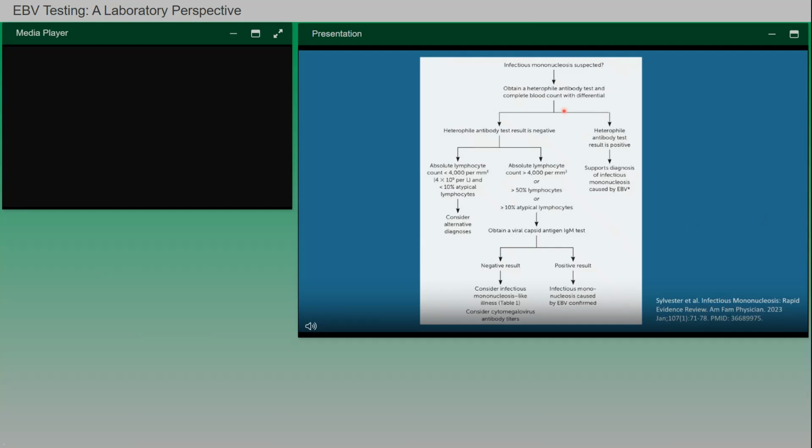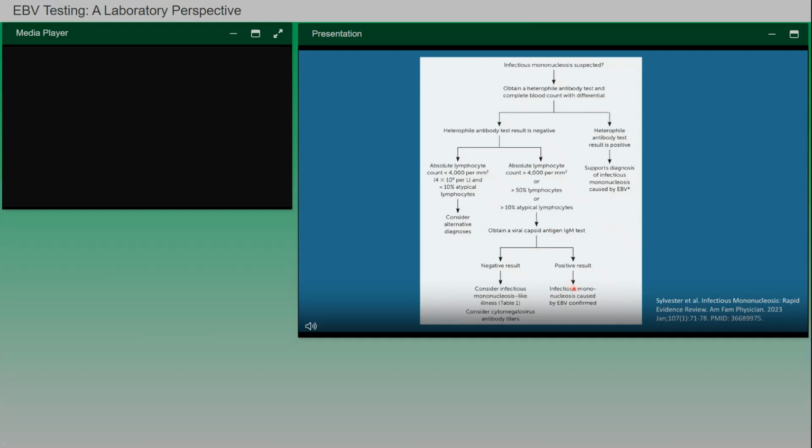infectious mononucleosis, get a heterophile antibody test, get a Monospot, and a CBC with a diff. If the heterophile antibody test is negative, and their lymphs are normal, or their WBCs look normal, you're done. It's probably not going to be Epstein-Barr virus. If the heterophile test is negative, but you still see some atypical lymphs and it's a little bit of a weird CBC diff, then okay, then you can order, maybe send out for a viral capsid antigen IgM test.